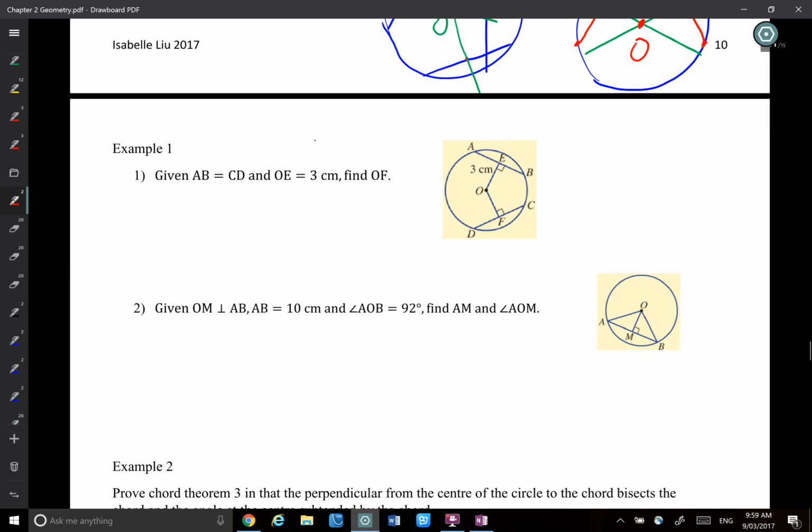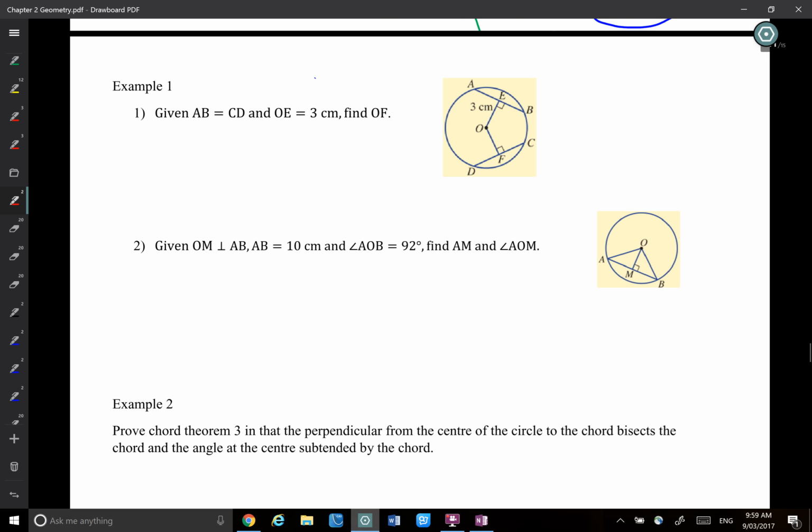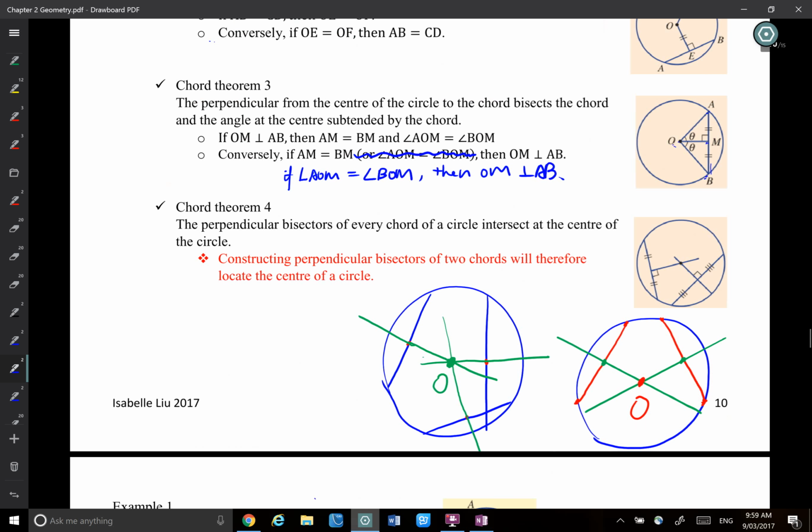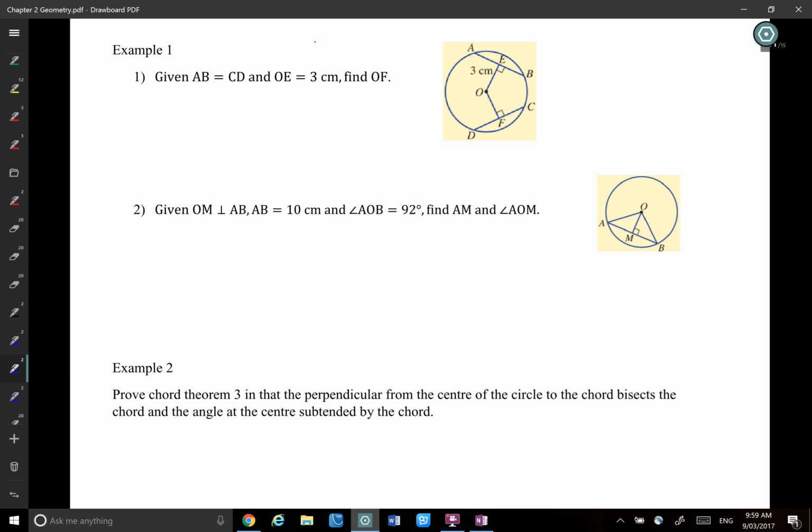Let's have a look at those examples. It takes us a really long time to go through all the theorems, but for the question it will be really easy to do. Because if the question is not asking you to prove the theorem, you can directly use that as a rule, okay? We know that we can directly use that.